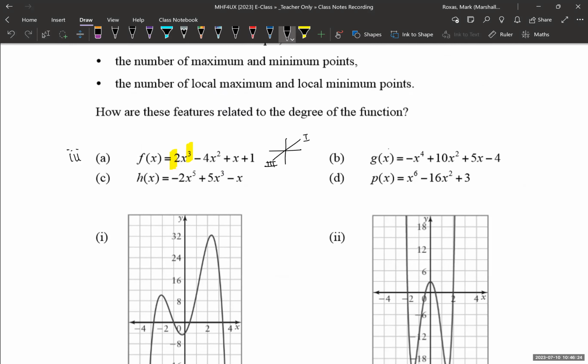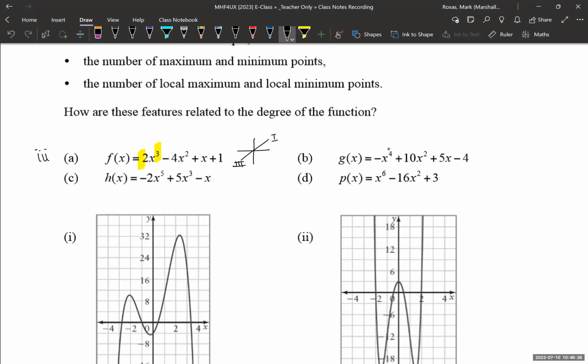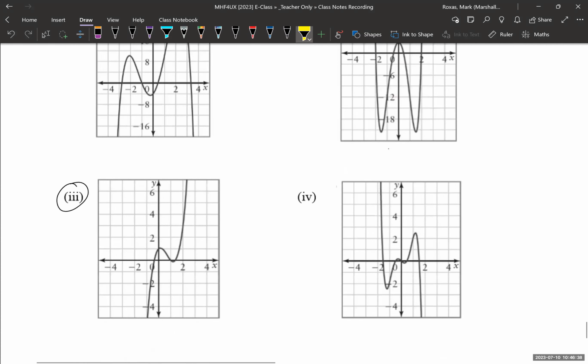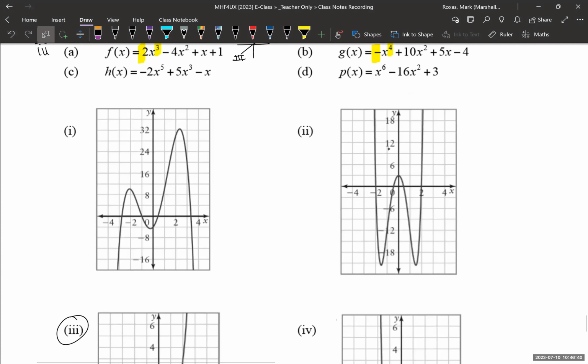Part B, g of x equals negative 4x to the 4th plus 10x squared plus 5x minus 4. Even degree function, negative leading coefficient. So it's going to start at quadrant 3 and end at quadrant 4. Is there one that does that? Yeah, 1. Okay, want to verify? 3 turning points. 1, 2, 3. So that means the least degree is 4. So that works.